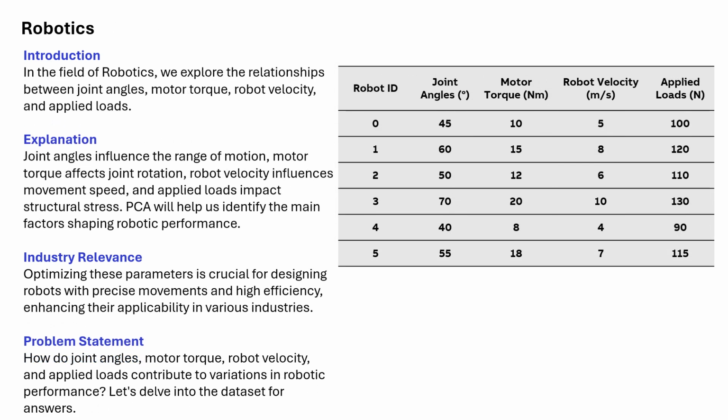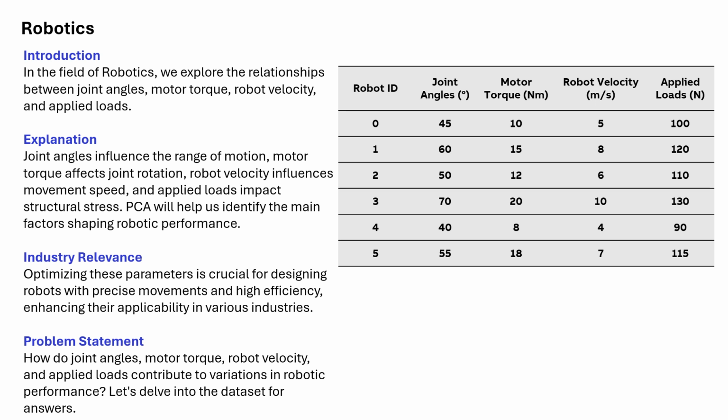Our seventh application is robotics. In the field of robotics, we explore the relationships between joint angles, motor torque, robot velocity, and applied loads. Joint angles influence the range of motion, motor torque affects joint rotation, robot velocity influences movement speed, and applied loads impact structural stress. PCA will help us identify the main factors shaping robotic performance.